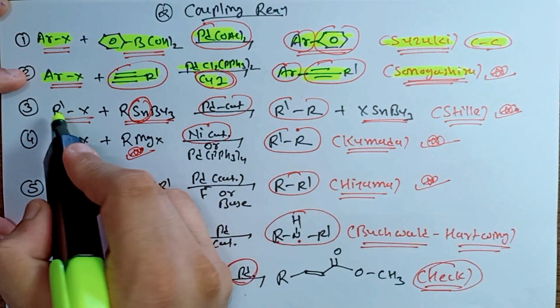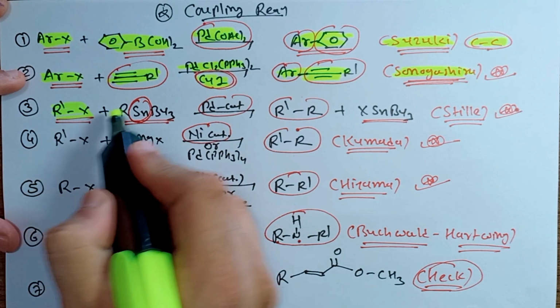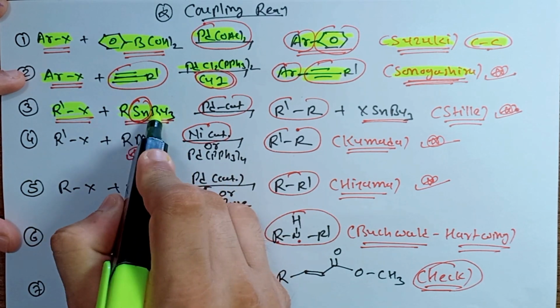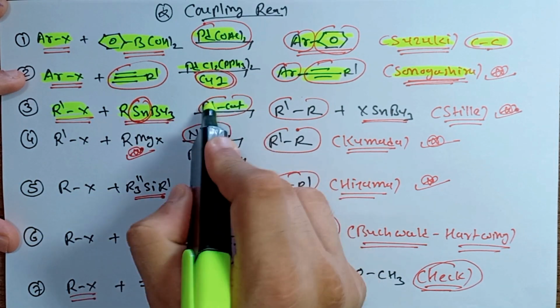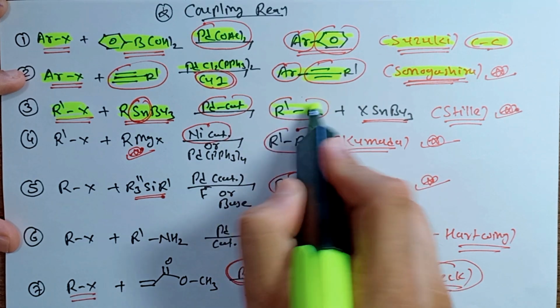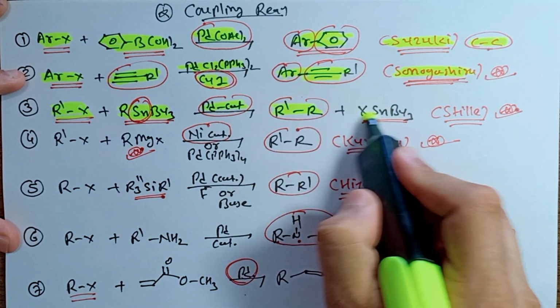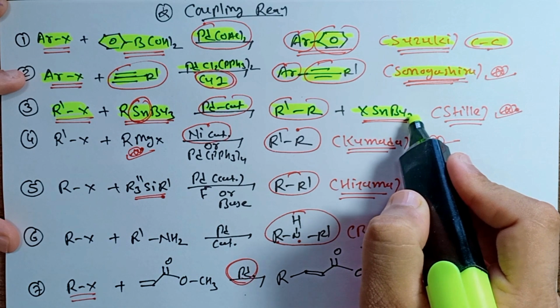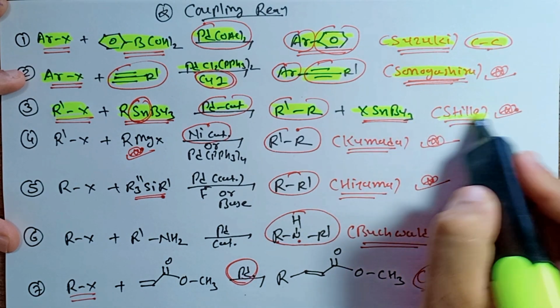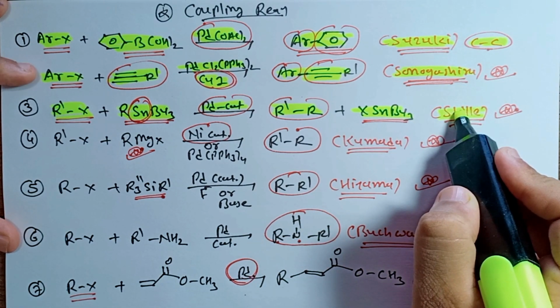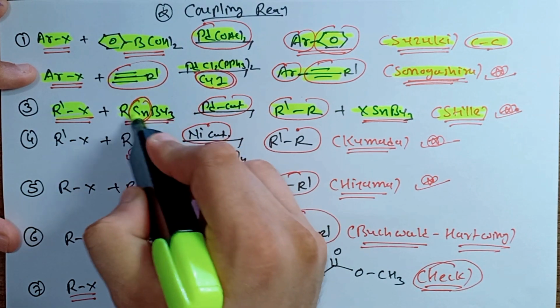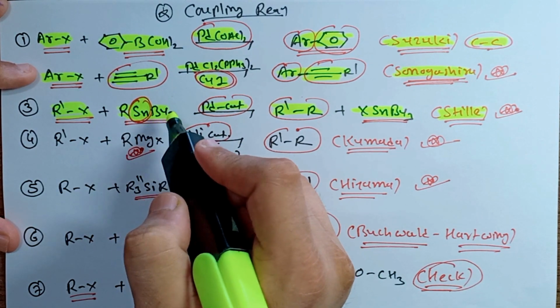Now if we have an R-X molecule and we treat it with a tin derivative in the presence of a palladium catalyst, it will form an R-R product, by the removal of tin X Bu3, that is the butyl group. This is known as the Stille coupling reaction. The remembering point is that we have a tin derivative.